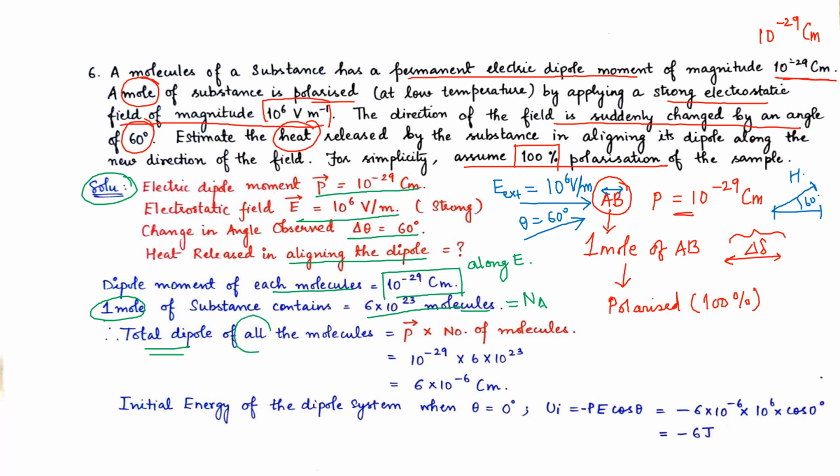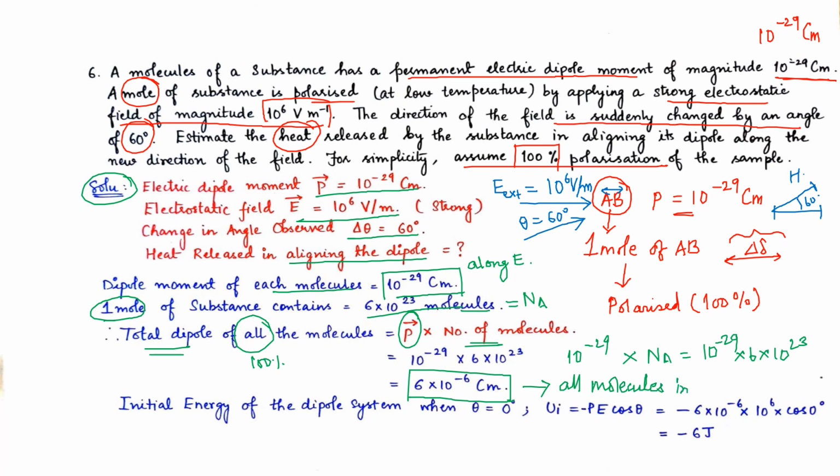Now the total dipole moment of all the molecules. Why are we taking all? Because we are assuming it to be 100% polarized. It is the dipole moment into the number of molecules. The dipole moment is 10 to the power minus 29 into the number of molecules, Na, which equals 6 into 10 to the power 23. So the answer we get for the dipole moment of all the molecules in 1 mole of substance is 6 into 10 to the power minus 6.